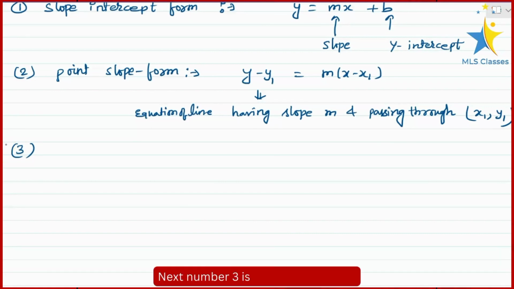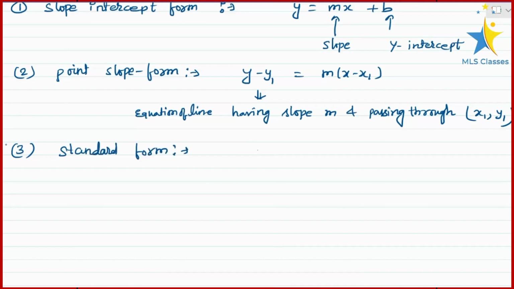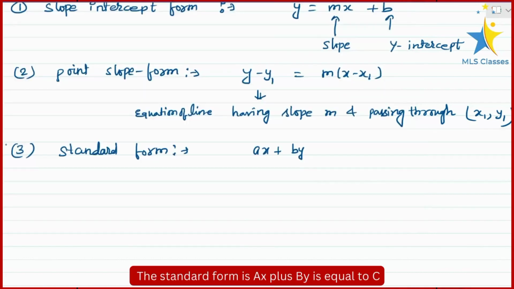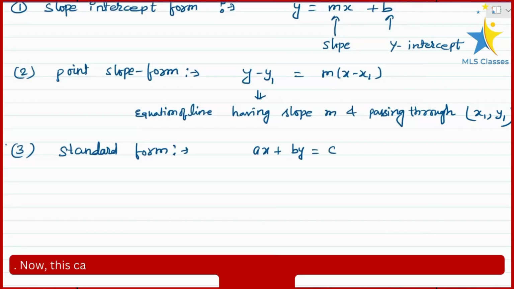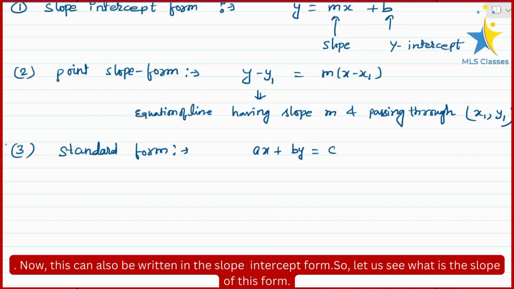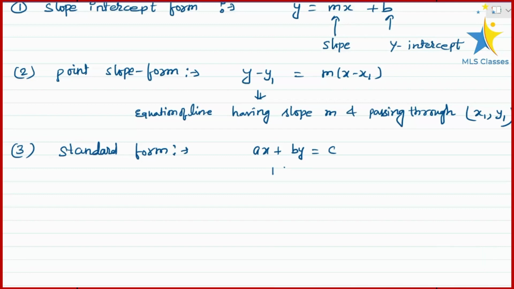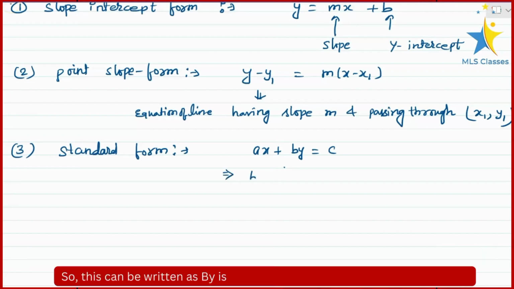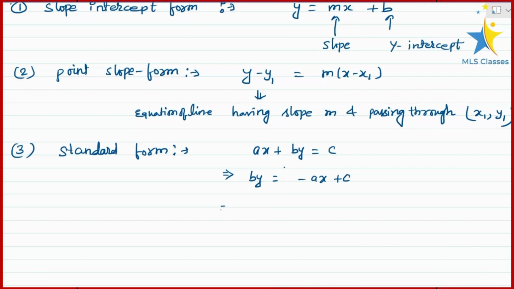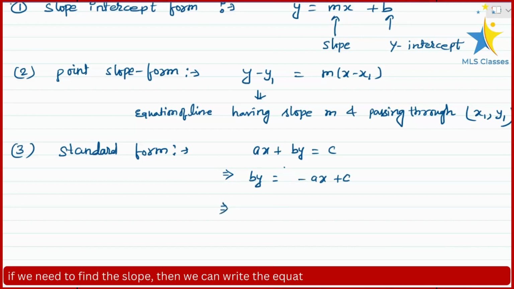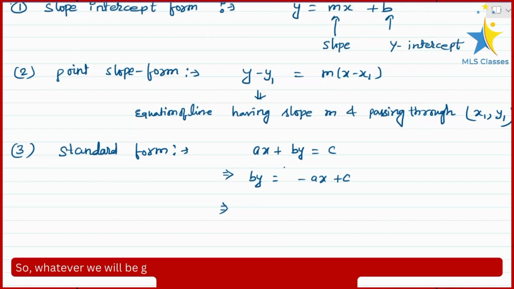Next, number 3 is the standard form, Ax plus By equal to C. This can also be written in slope intercept form, so let's see what the slope of this form is. This can be written as By equal to minus Ax plus C. Always remember, if we need to find the slope, we can write the equation of the line as y equal to an expression in terms of x. So we can divide both sides by B.